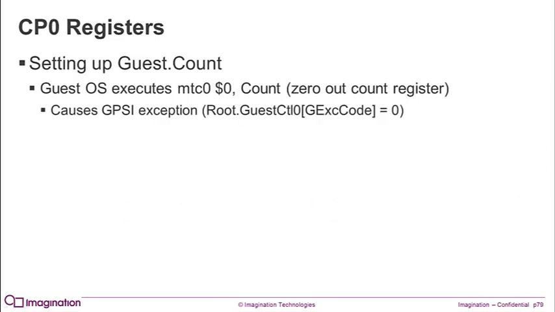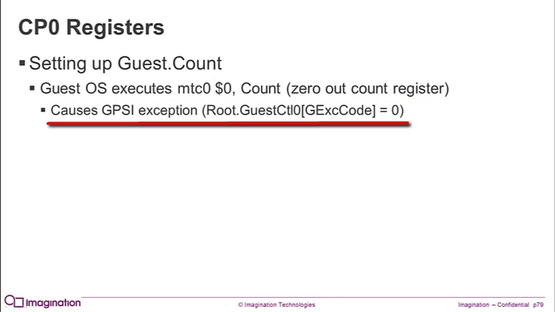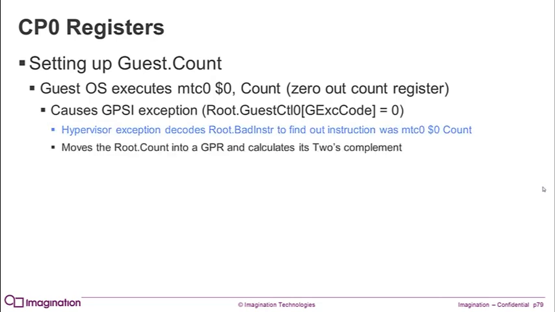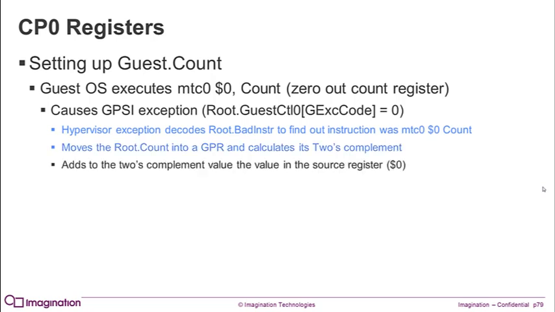Here is what happens when a guest OS tries to set its count register. When the guest OS executes an MTC0 to write to its count register, a guest privilege sensitive instruction exception is raised, giving control to the hypervisor. The hypervisor decodes the instruction. The hypervisor calculates a 2's complement of the current value of the root count register. Then it adds the value to the guest setting, and it moves the result to the GTO offset register.